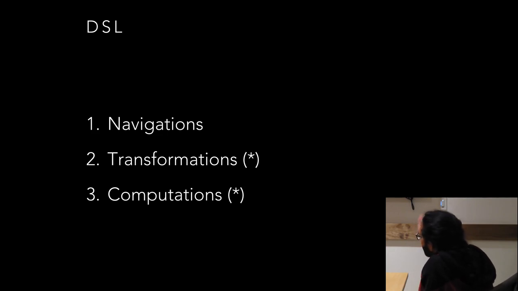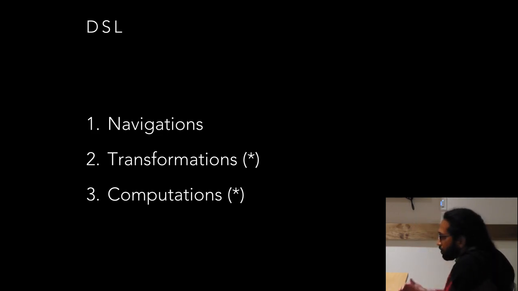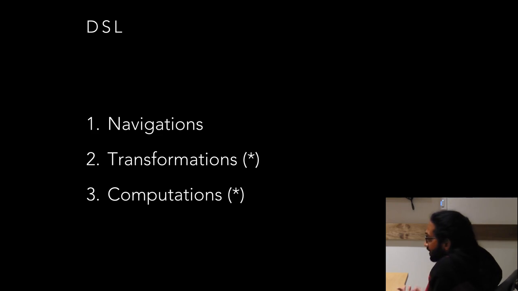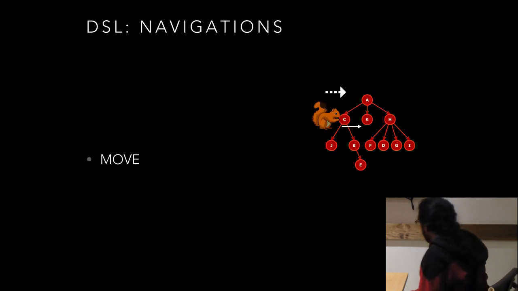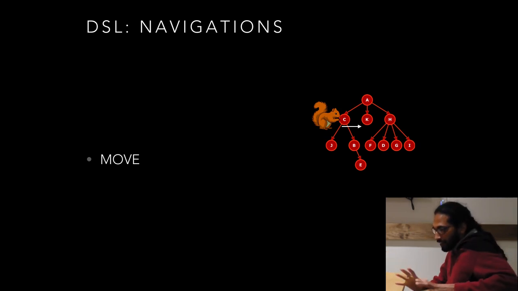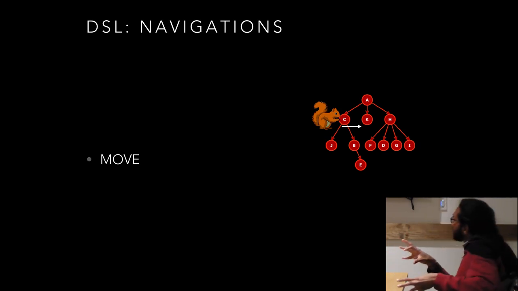And computations is something that we won't really talk much about, but you could traverse the tree and do various kinds of computations based on the traversal that you did, like, for instance, how deep this tree is or something like that. But we don't really have a lot of use cases for that at the moment, so we won't talk about it much. So as far as navigations goes, the Symex DSL introduces six primitives.